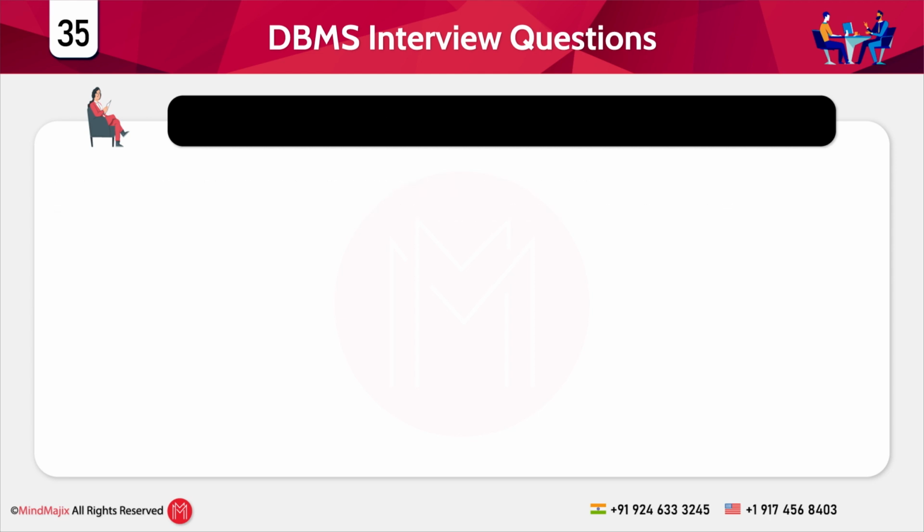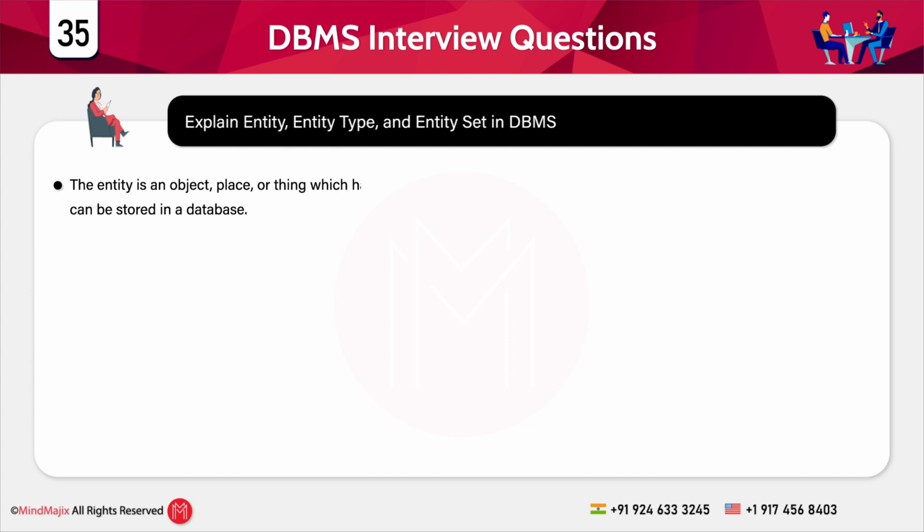The next question is, explain entity, entity type, and entity set in DBMS. So the entity is an object or a place or a thing which has its independent existence in the real world and about which the data can be stored in the database. For any entity, you can have the description or the data, which can be either a character or a numeric value, and these values you can store in the databases.